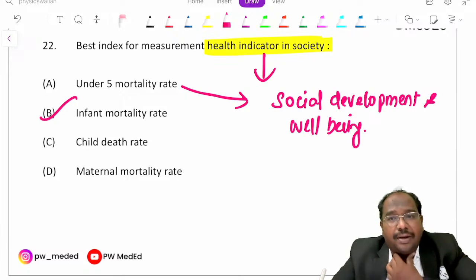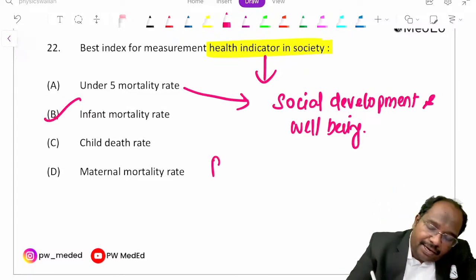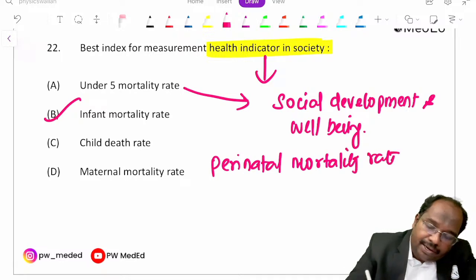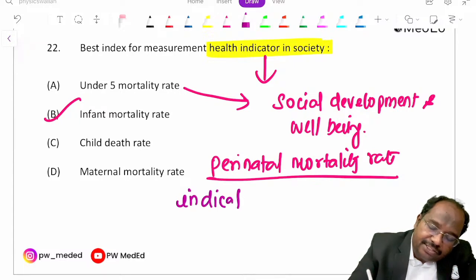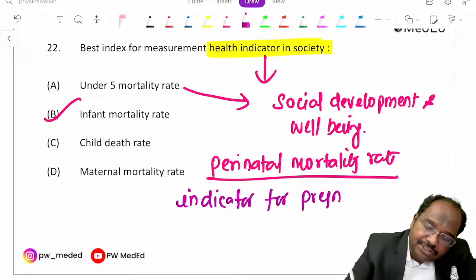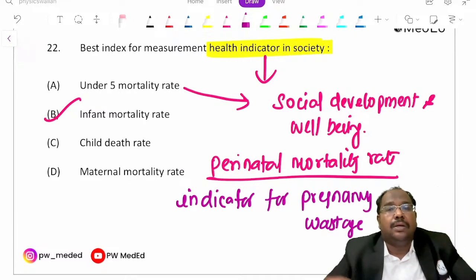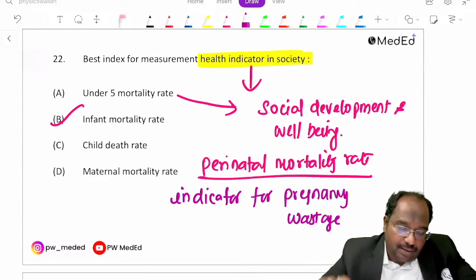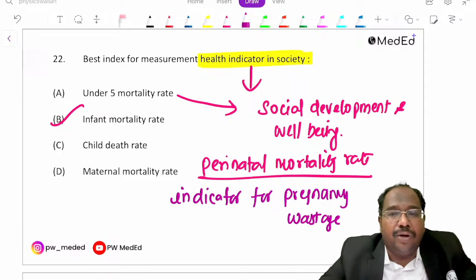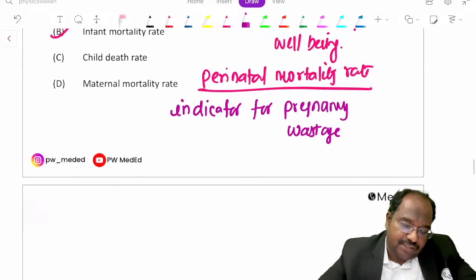And we have the perinatal mortality rate. Perinatal mortality rate is an indicator for pregnancy wastage. So the first one, under 5, is social development and well-being. Infant mortality is the health status of the community. Perinatal mortality is pregnancy wastage, guys.